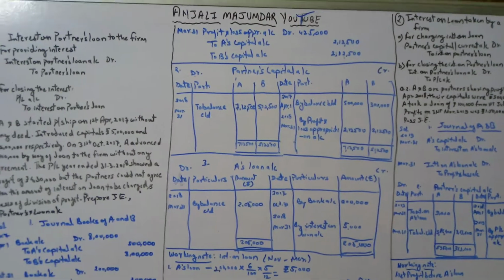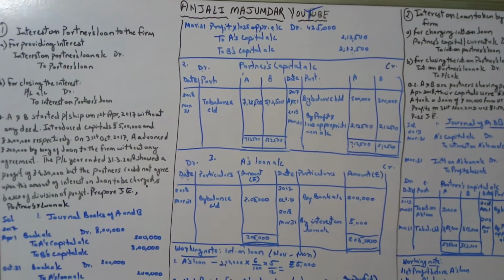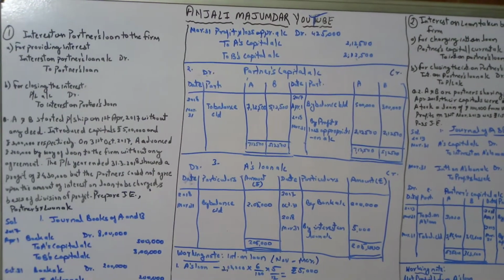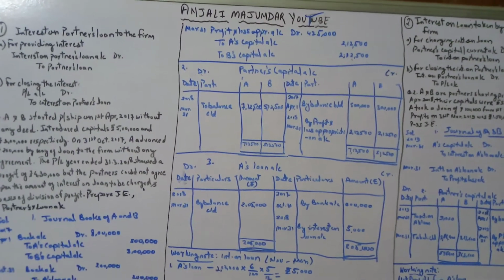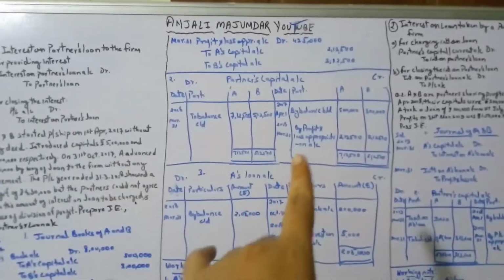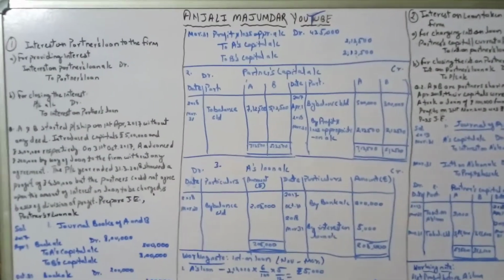Second part is partner's capital account. So you have to draw a total of 8 columns: on debit and credit side, date, particulars, partner's name A and B, date, particulars, A and B. So the first entry is balance brought down on the left side, right? 2017, you have to write the date, year. On 1st April, balance brought down.